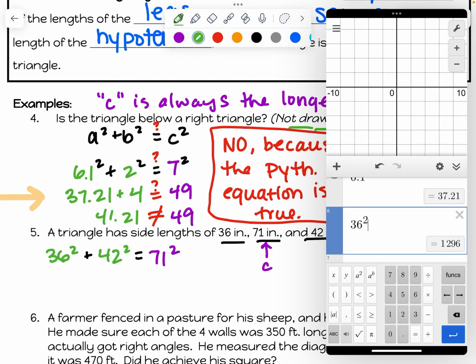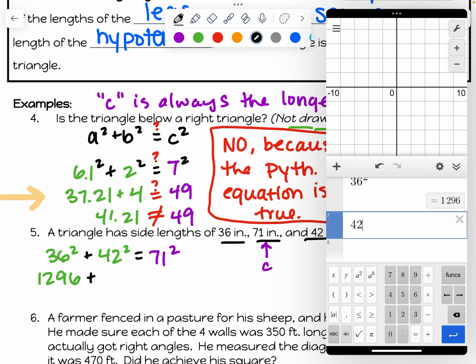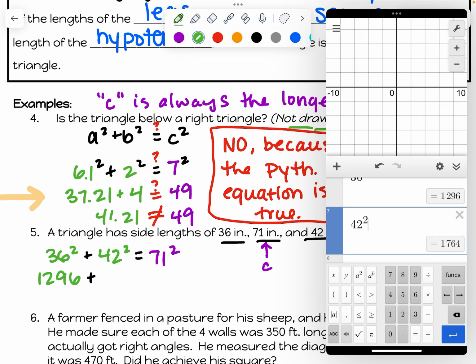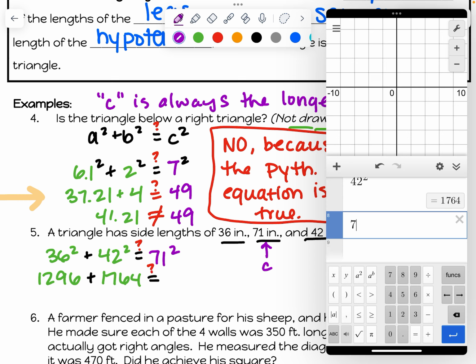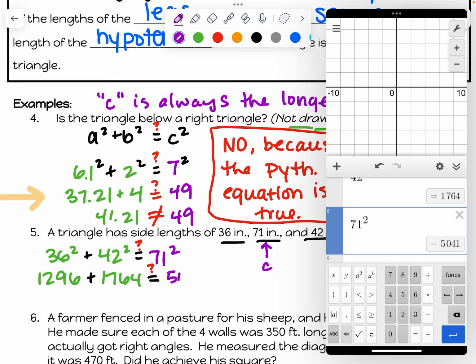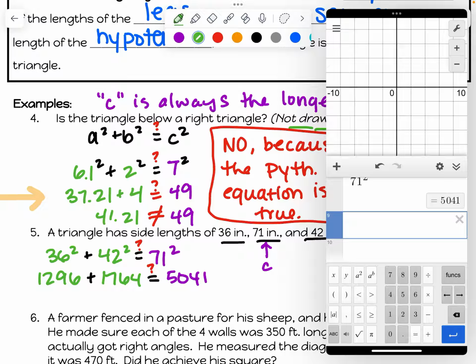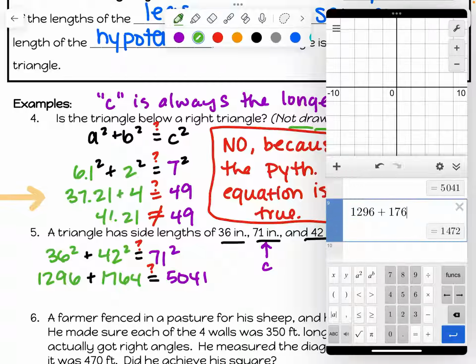36 squared, 1296. Okay, 42 squared, 1764. We're checking to see, does that equal 71 squared, 5041? So as long as you have this step written out where you've evaluated your exponents, you can do the rest in your head if that's something you're comfortable with. But for me, I'm going to go ahead and add 1296 plus 1764.